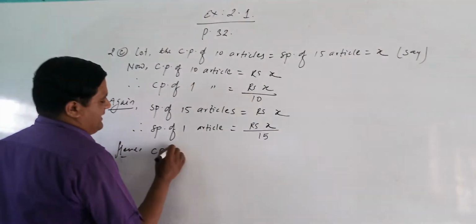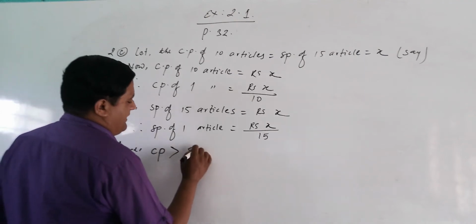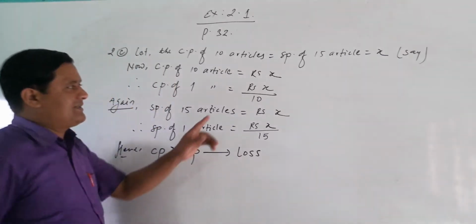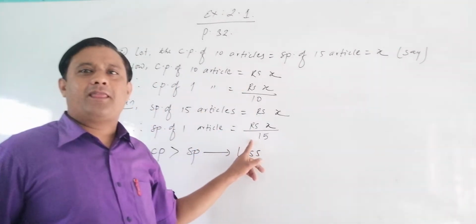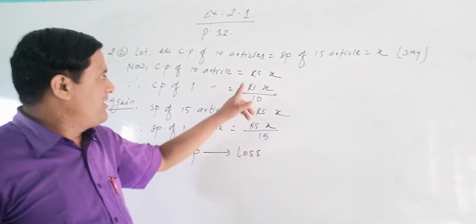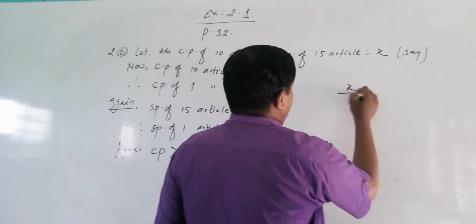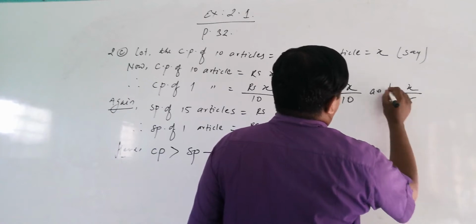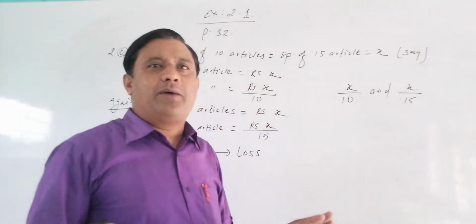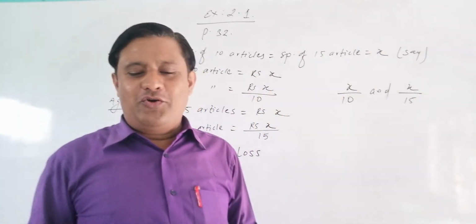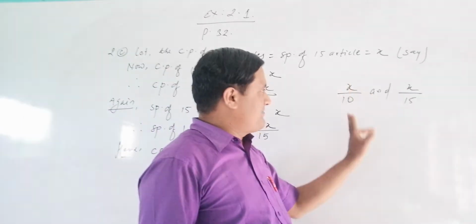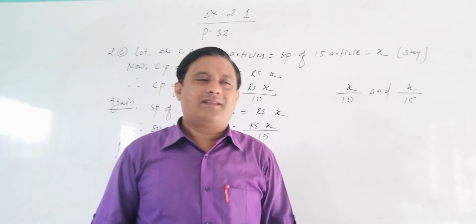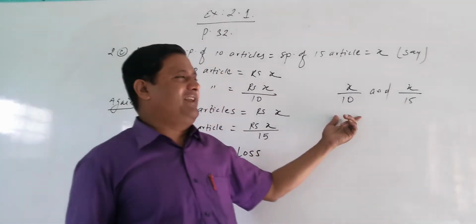CP is greater than SP. That condition is the loss. Why is the CP greater than the SP? One thing I want to tell you here. X by 10 and X by 15. My dear students, now tell me, X by 10 and X by 15, which is greater here? X by 10. Why X by 10, Mr. Gyawali, please?